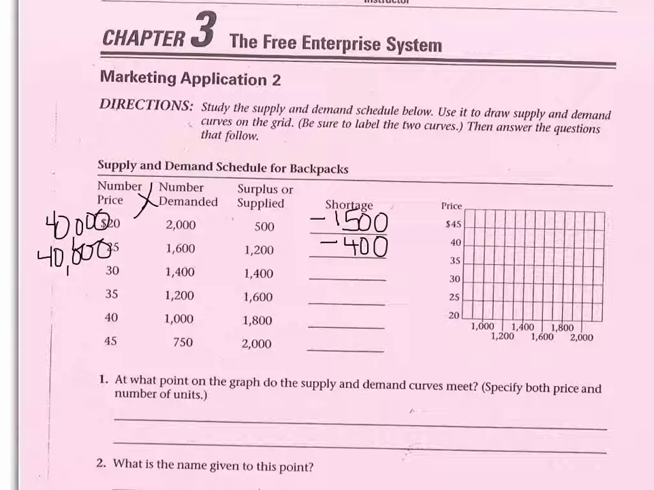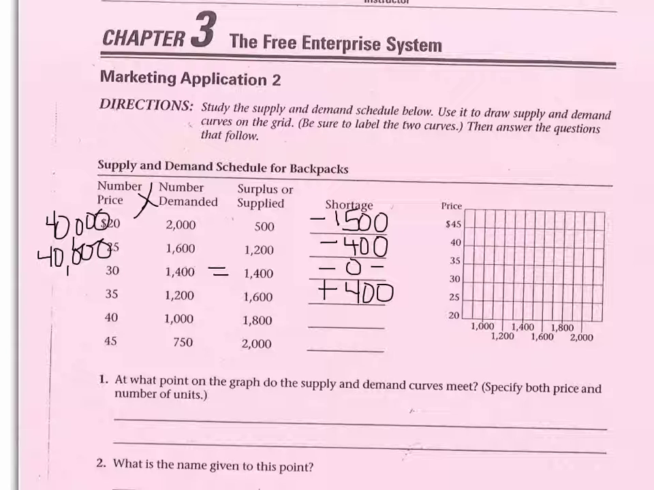Okay? Now, at a price of $30 with 1,400 demanded, we notice that the number demanded equals the number that is available, and so we have no shortage at this price. At $35, the number demanded is 1,200, and so we have 1,600 left over. At this time, you'll notice that the surplus amount is bigger than the demand amount, so we have a positive number left over.